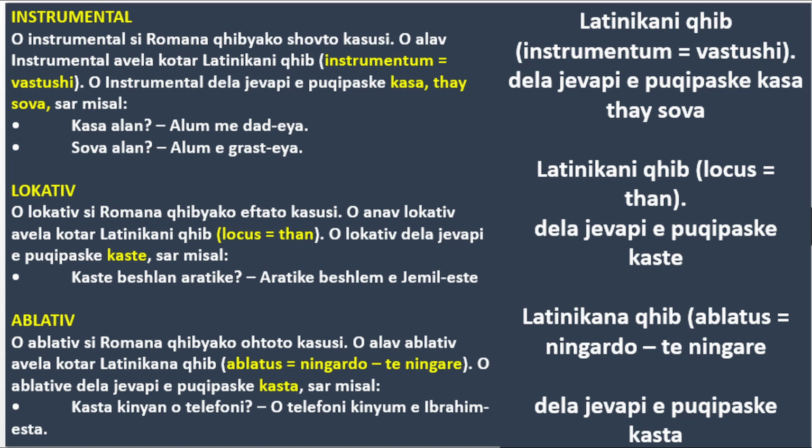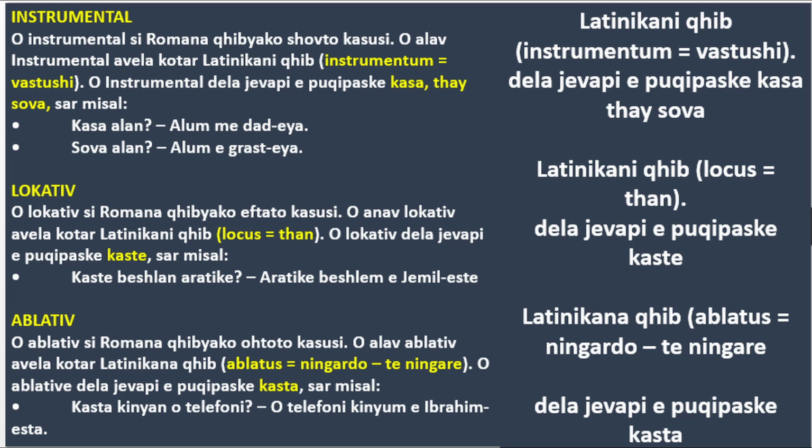Instrumental. The instrumental case is the sixth case in the Romani language. The word instrumental derives from the Latin language. Instrumentum equals tool. The instrumental responds to the questions with whom, and with, by what. Casa, sova. For example, eya in. Casa Alan. Alam me dad eya. With whom did you come? I came with my father. Sova Alan. Alam e grasp eya. By what did you come? I came by horse.